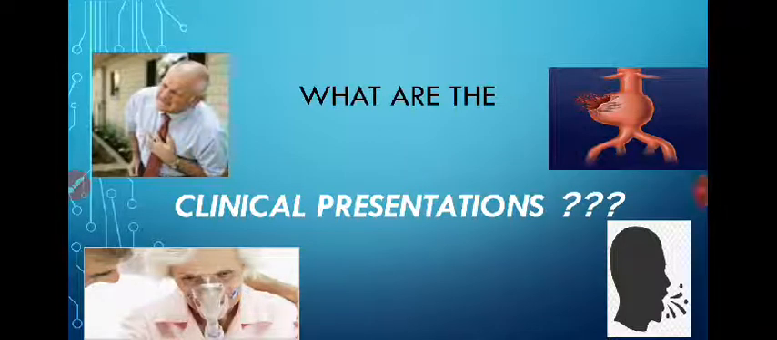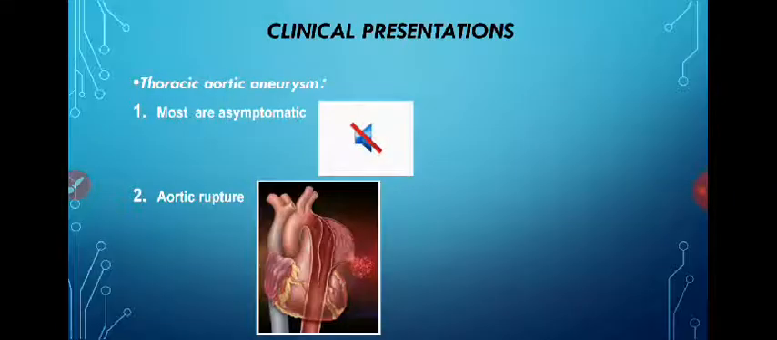I will continue with the clinical presentations. Now, with the thoracic aortic aneurysm. The majority of patients with thoracic aortic aneurysm are asymptomatic, so the patient has no mark of disease. But when the signs and symptoms have developed, we can see the following presentations.